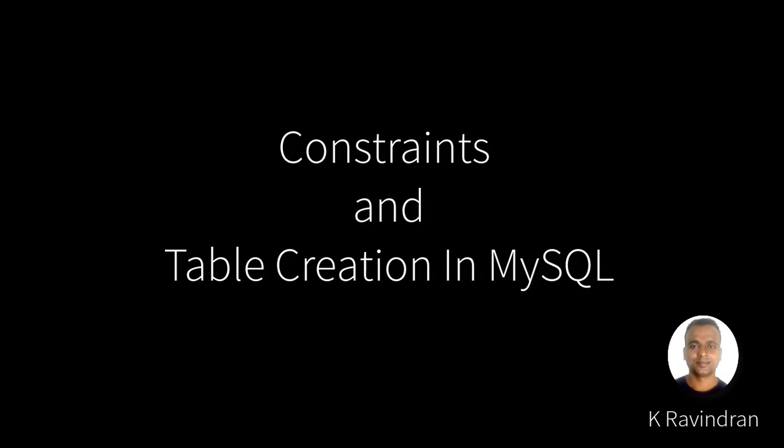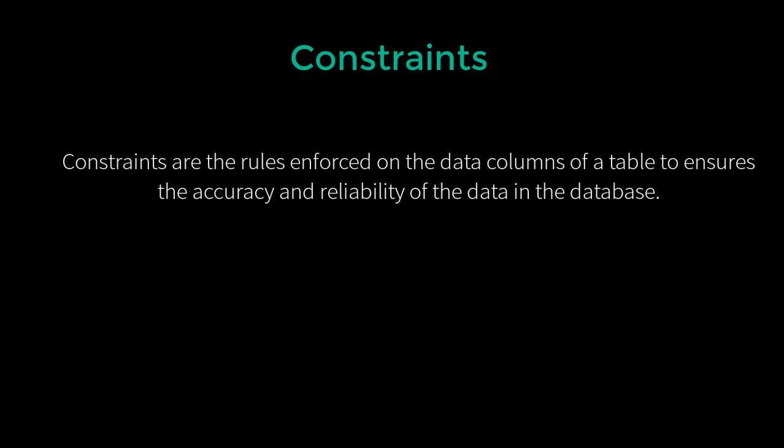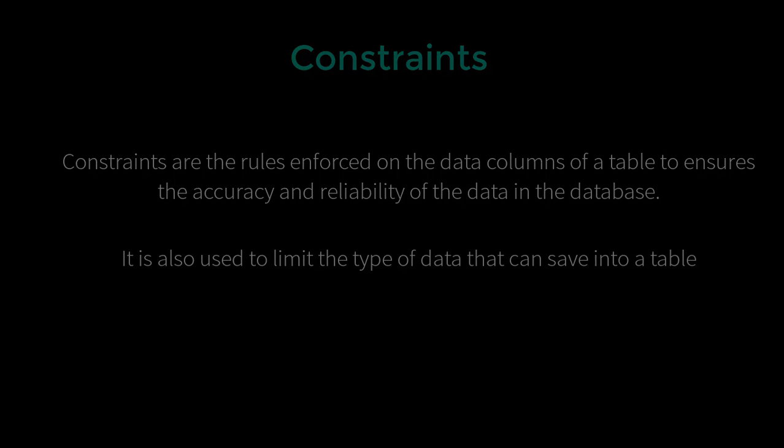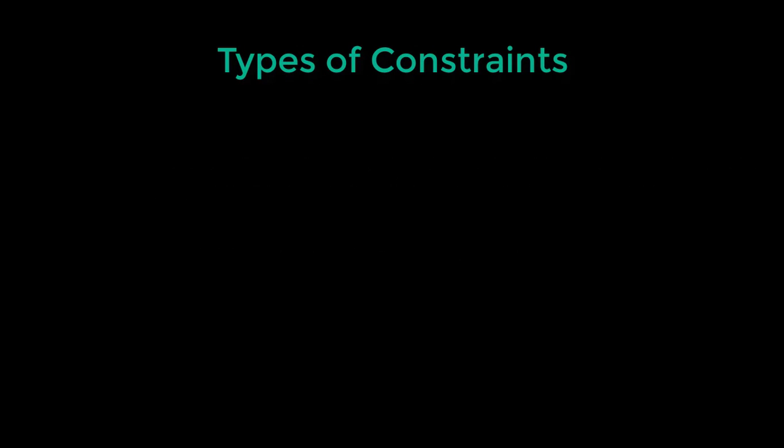Welcome student. Today in this video lecture we learn how to create tables in MySQL using different types of constraint. So what is a constraint? Constraints are the rules enforced on the data columns of a table to ensure the accuracy and reliability of the data in the database. It is also used to limit the type of data that can be saved in tables. Types of constraint in SQL.